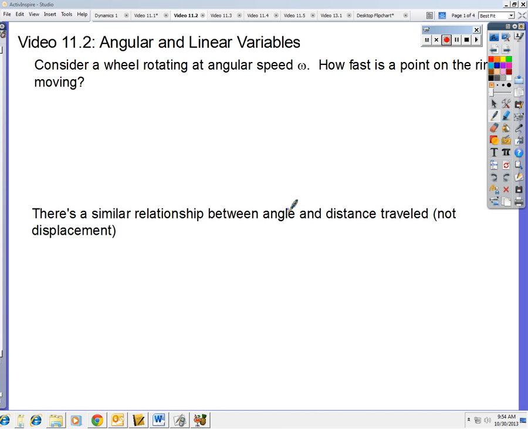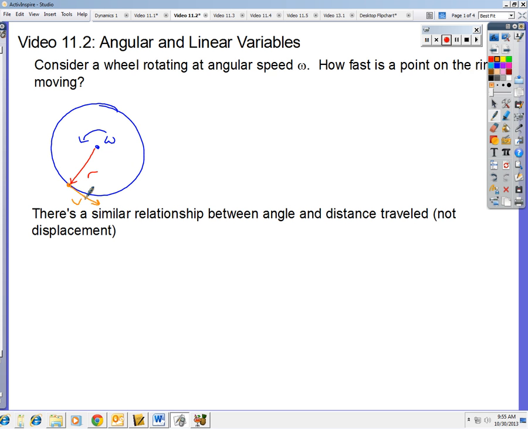Okay, this is the second video about rotation. We're going to be looking at the relationship between the angular and the linear variables. We know that they are analogous, and I briefly mentioned these relationships before, but we're going to look at it in a little bit more detail. So we've got our wheel moving with angular speed omega, and we can define the radius of the wheel to be r, and we want to know how fast a point on the rim is moving.